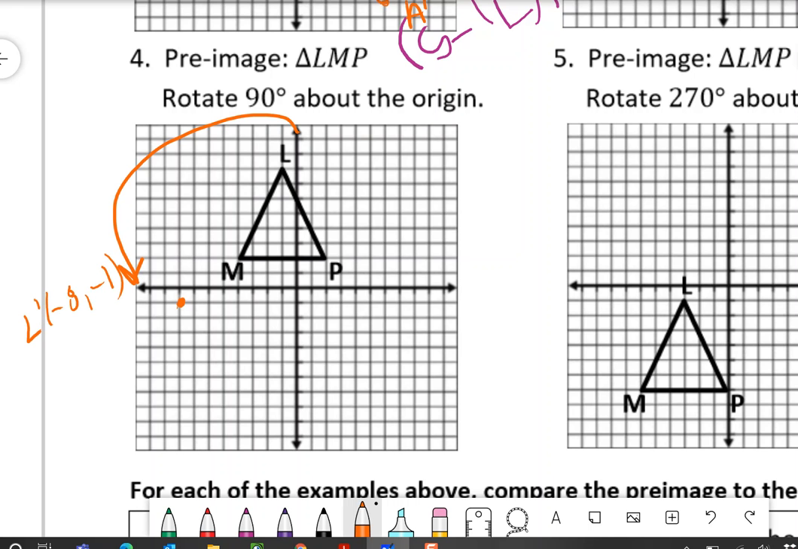I'm going to turn my computer to the left once. And I'm going to count it. 1, 2, 3, 4, 5, 6, 7, 8, -1. So that's your L prime. And once you can start seeing it, it's really cool. M prime is at -2, comma, -4. And then P prime is at -2, comma, 2. So once you start being able to see these, it's kind of cool. P prime, right here.